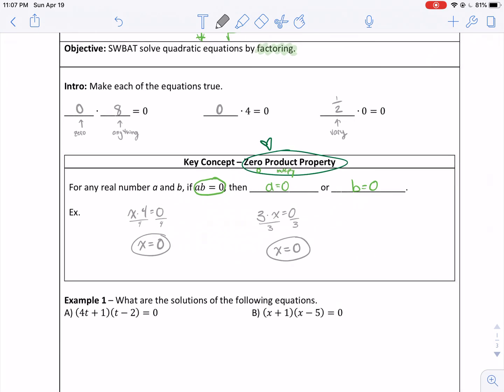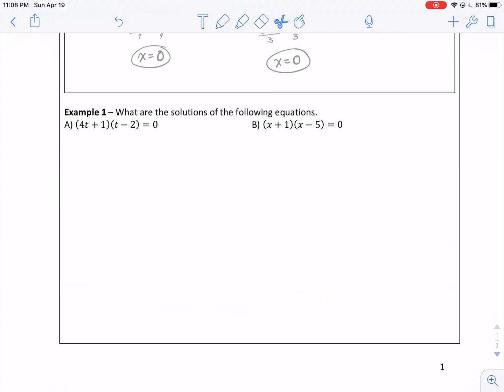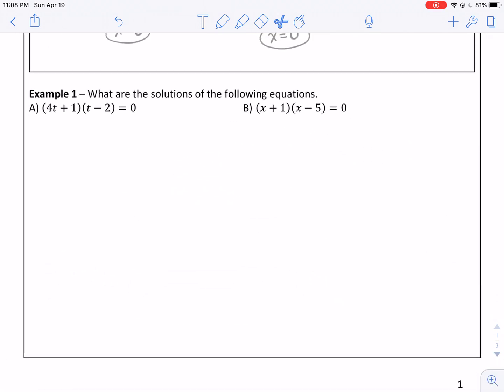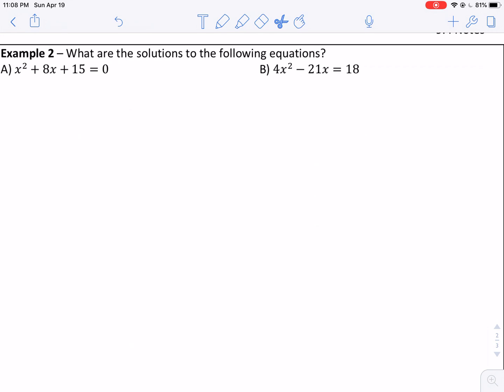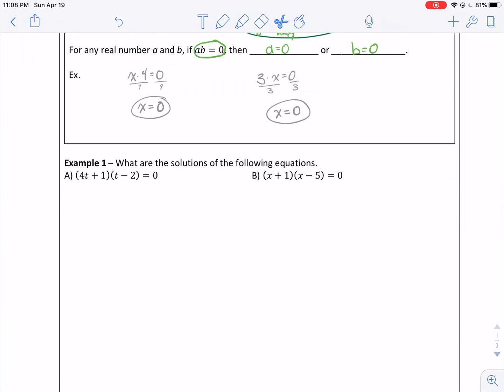Cool. So the zero product property says if you have two numbers, you multiply them together and you get 0, then one of them must be 0. Either a or b has to be 0. Now that's cool. Now I'm going to put it to practice here, and then we're going to add one extra step and do it again here. Ready? Let's do it. Here we go.